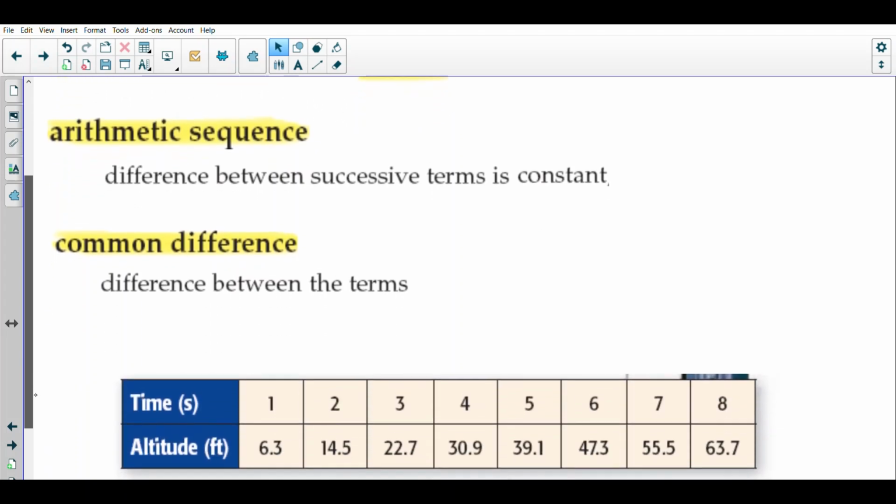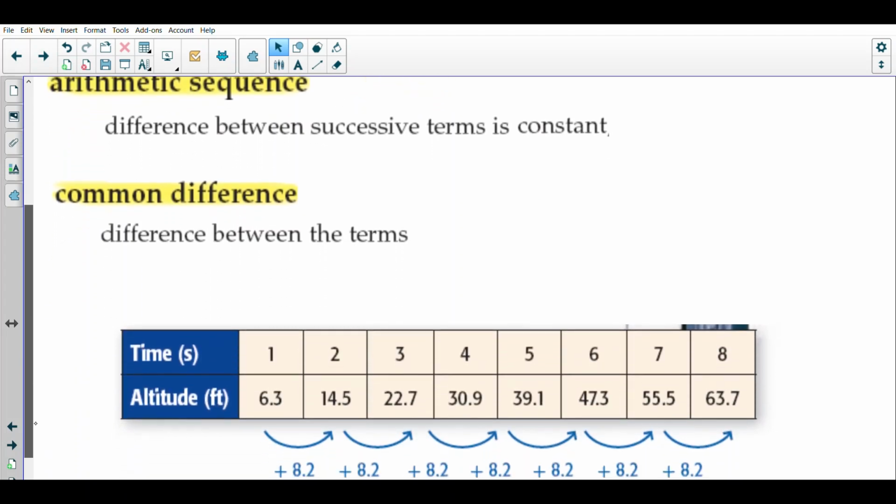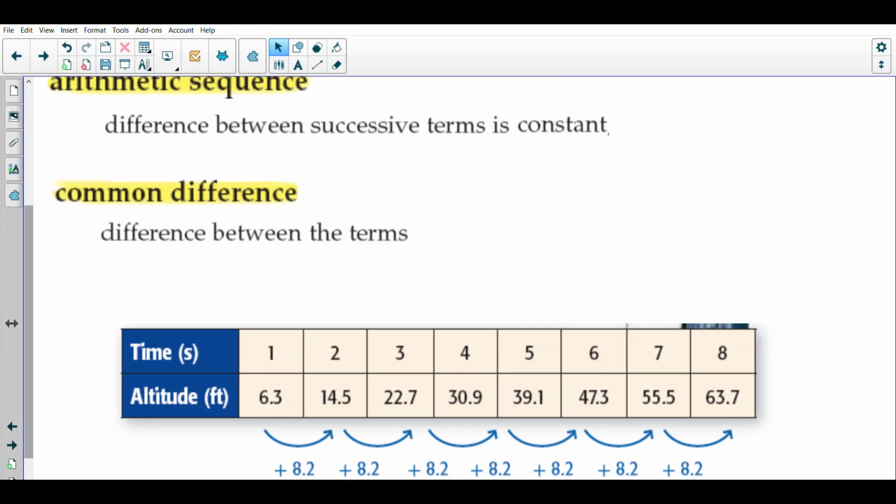What we mean by that is, in this time and altitude sequence, the first second is 6.3, the second second is 14.6, the third second is 22.7, and so on. Notice that the altitudes change consistently by plus 8.2 every time. So the common difference is 8.2. So this would create an arithmetic sequence.